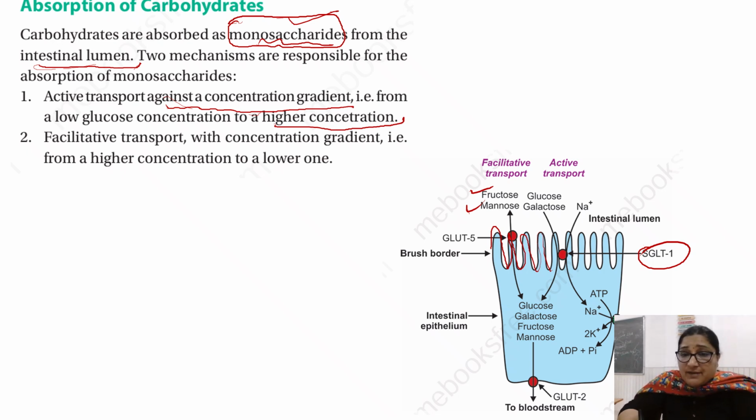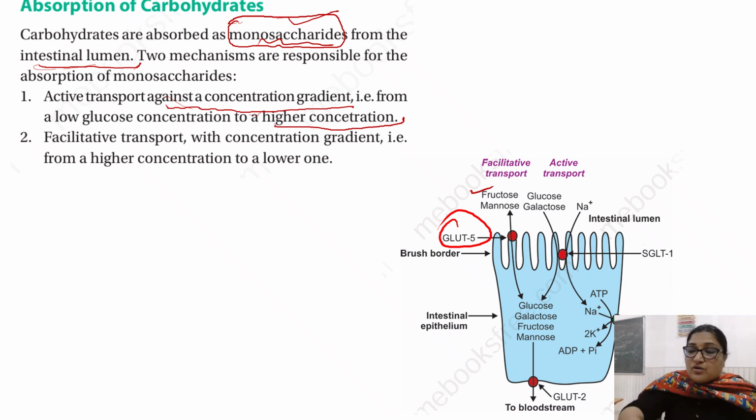Okay, this happens by facilitative diffusion, and this facilitative diffusion also requires certain kinds of transporters which are known as glucose transporters 5, GLUT5. They require glucose transporter 5. Moreover, the movement of glucose in the facilitative transport is from the region of higher concentration to the region of lower concentration. Moreover, there are certain sodium independent transporters as well.